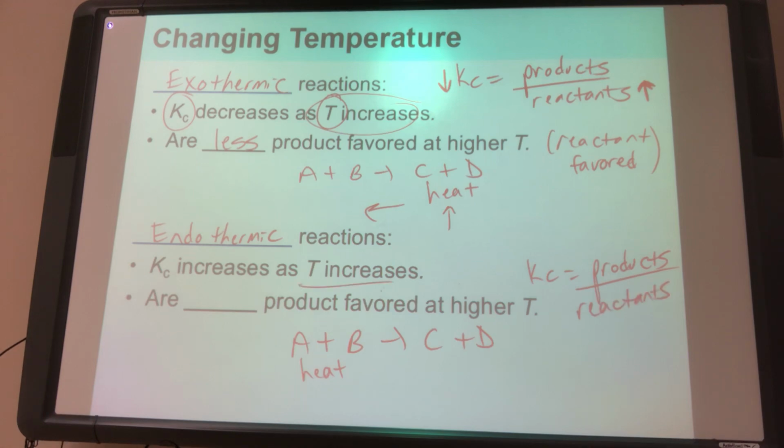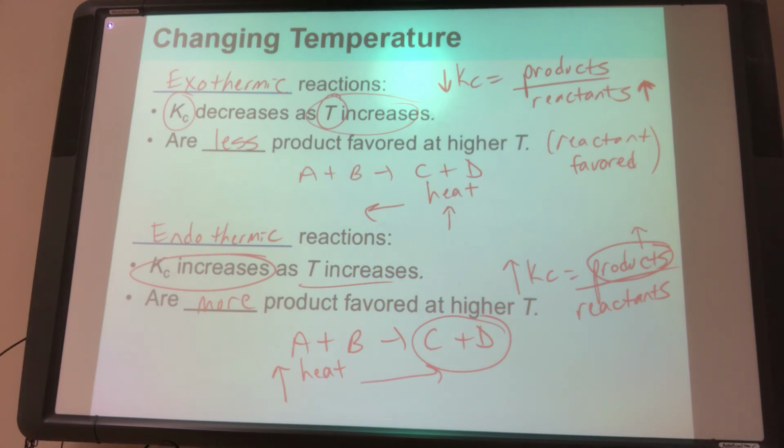All right, I increase the temperature. This goes up, so I'm going to shift away. I'm going to make more products. These reactions are more product favored, so I'm going to make more products. So if this goes up, this goes up. That's why my Kc increases. Okay? So it all ties together.